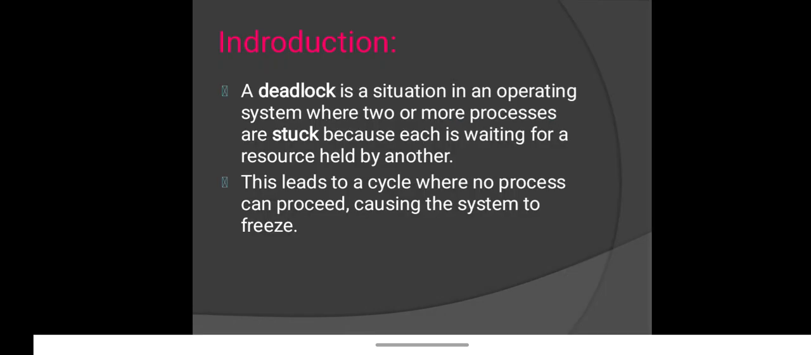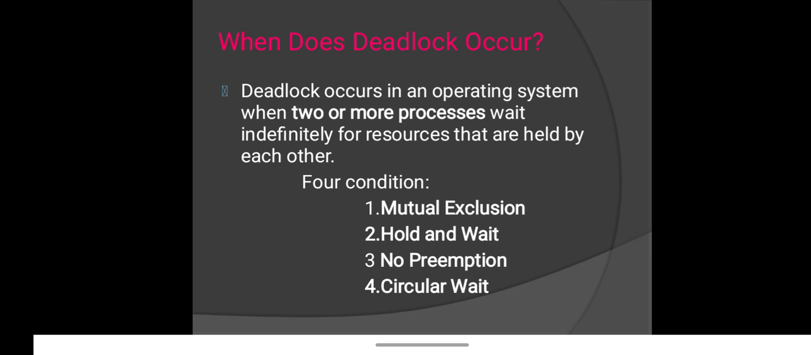Deadlock is a situation that occurs when two processes are waiting for each other to complete before proceeding. The result is that both processes hang. And when does it occur? Deadlock occurs in the operating system when two or more processes wait indefinitely for resources that are held by each other.